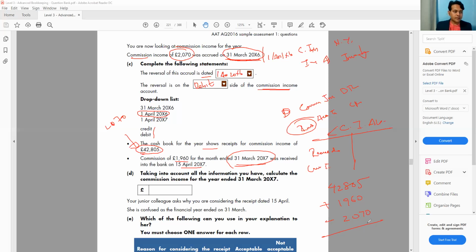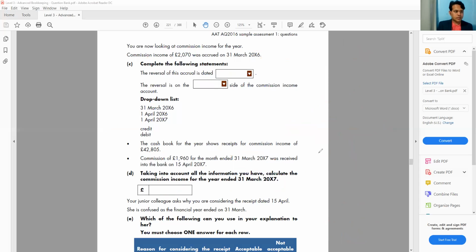So how much figure do we have? That is 42,695. Well done, very well done. Yes, we have 42,695. All right, so this is the figure we need to show as commission income for the year ended 31st of March 2007. All right, let's move on.